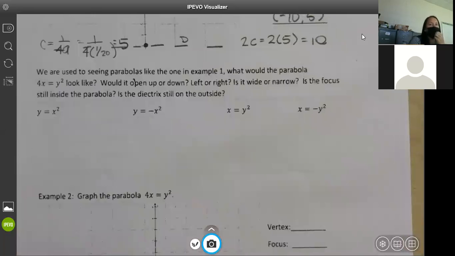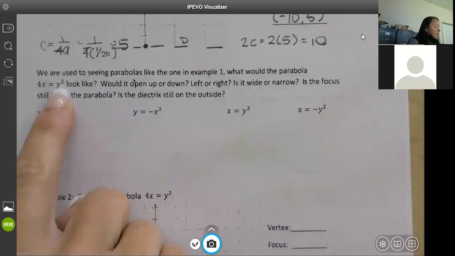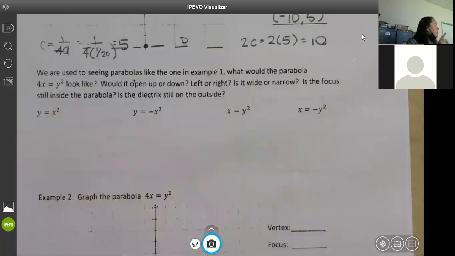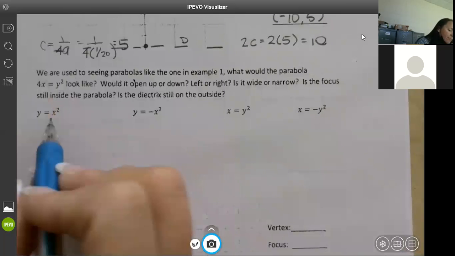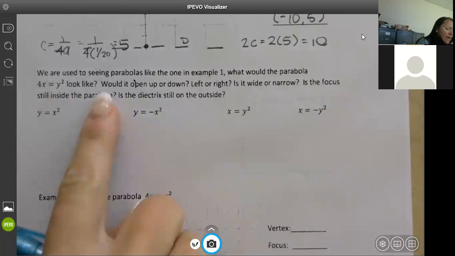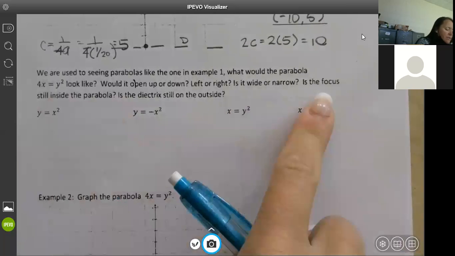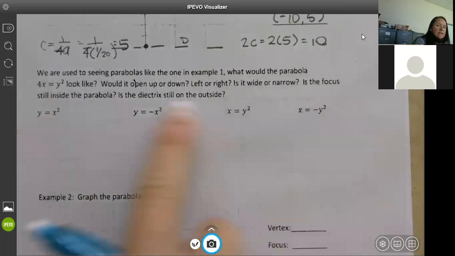All right, we're used to seeing parabolas like the one in example 1. What would the parabola 4x equals y squared look like? Since it's y squared, we're going to solve for x, which means it'll be a left-right parabola. Okay, so the first one, it said, would it open up or down, left or right? Is it wide or narrow? Is the focus still inside the parabola? Is the directrix still on the outside?